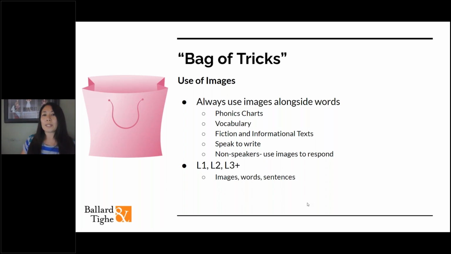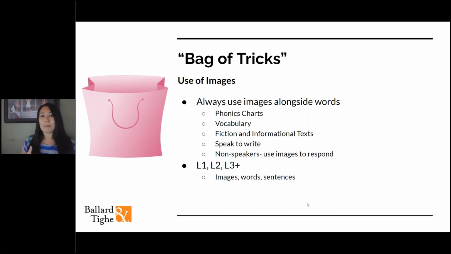There have been some questions before today that we have taken into account as we were making this presentation. One of them was what to do with non-speakers. So non-speakers don't use words yet. They maybe are still in that silent period. So have them use images to respond to you. If you pose a question, they can't say words, have them draw it out, show you, and that's another way for them to communicate. So they practice listening comprehension, but their output is actually using images.